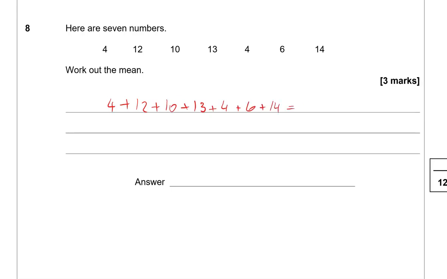Using a calculator, you'll get 63. And there are 7 numbers, so 63 now divided by 7 gives us 9. So the mean is 9.